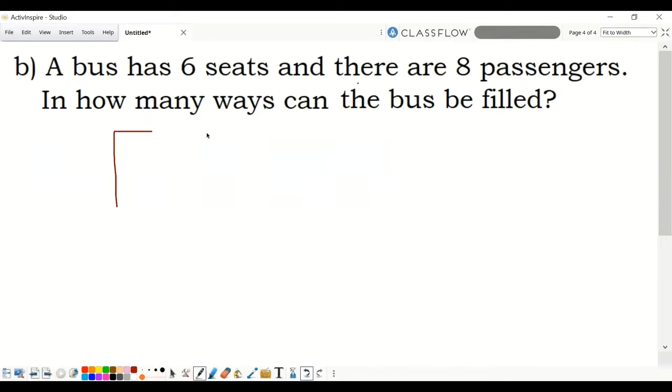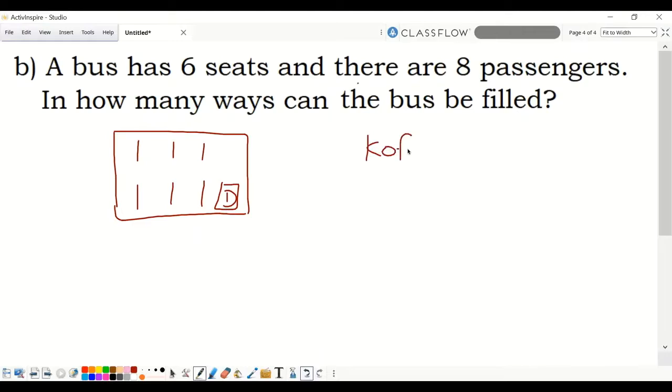So what will we do? Let's draw the situation right now. So there are 6 places. Maybe there's a driver here. So now these 6 places are to be filled with 8 passengers. Suppose Kofi is a person out of those 8 passengers and he occupies this seat. Now, if Kofi is not here, he sits here, is that a different situation?